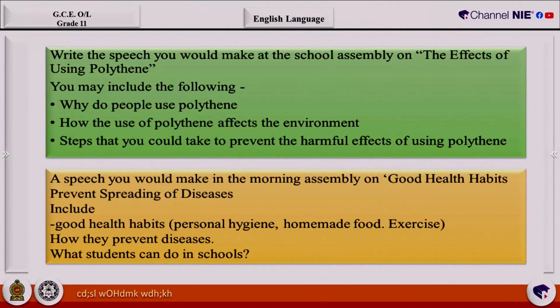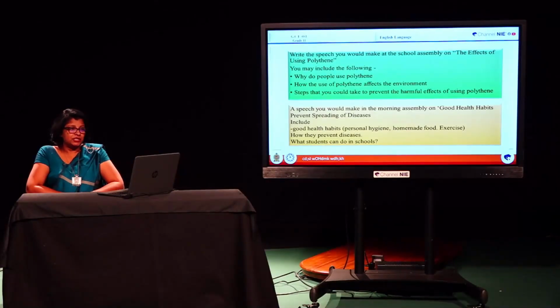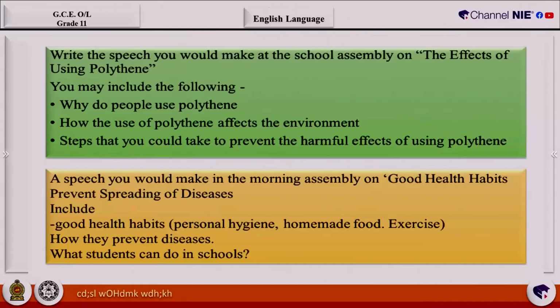The third option, the third choice of this test, question 16, is: write the speech you would make at the school assembly on the effects of using polythene. As usual, the guidelines are given. Why do people use polythene? How does the use of polythene affect the environment? Steps that you could take to prevent the harmful effects of using polythene.